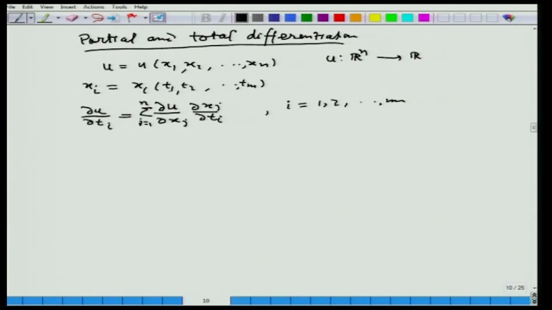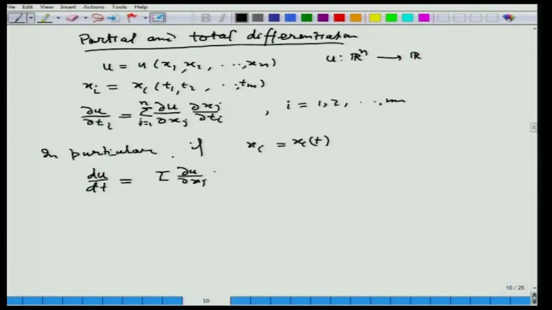Now, in particular, if the xi's are just functions of one variable t only, then this derivative will be a total derivative du by dt, which is the summation of del u by del x j times d x j by dt, with j equal to 1 to n. Then u itself becomes a function of the single variable t, and therefore this partial derivative reduces to an ordinary derivative, which is known as the total derivative here.